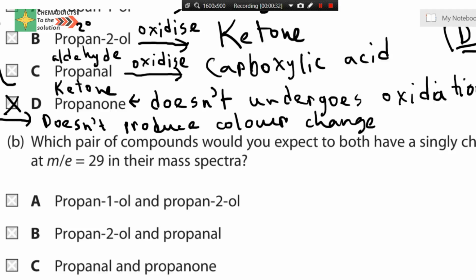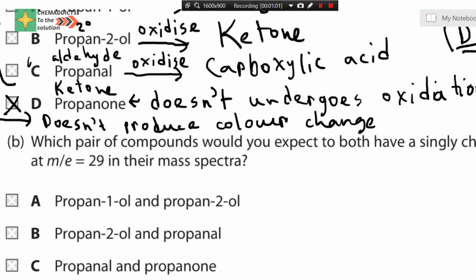Okay, so now let's get straight back to the question. Now let's read the question. Which pair of compounds would you expect to both have a singly charged peak at m by e 29 in their mass spectra?